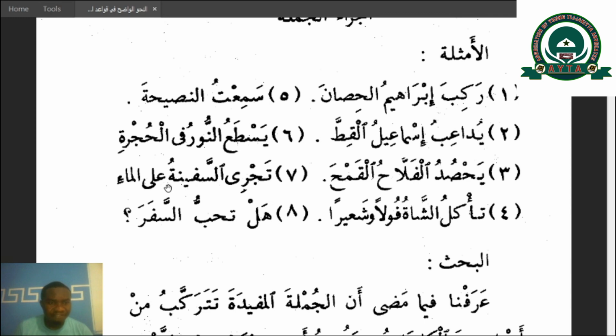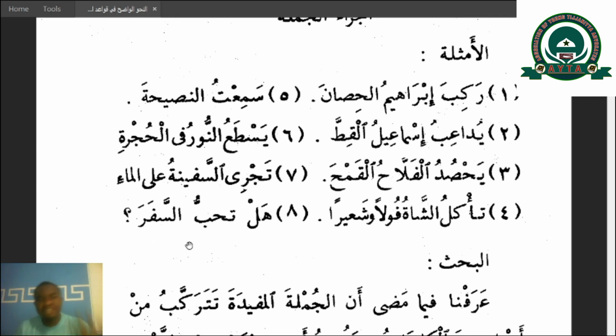Tajri as-safinatu ala al-ma'i. Tajri is the present tense form of jara, to run. Tajri as-safinatu, the ship is running or moving ala al-ma'i, on water. So here we say the ship moves on water. Hal tuhibbu as-safara? Do you like traveling, or do you love traveling?